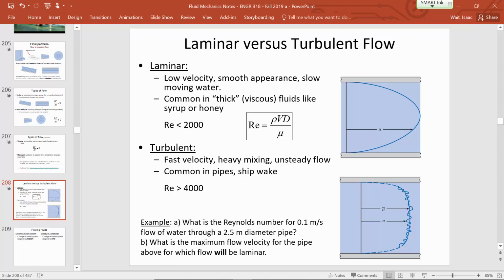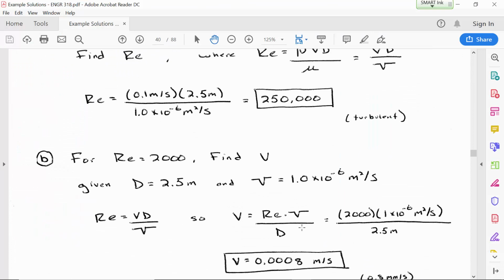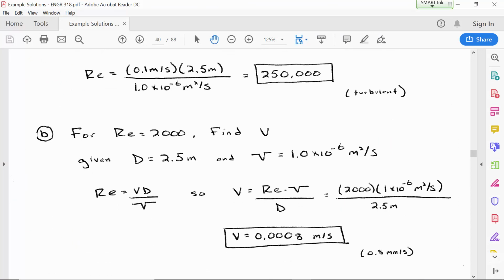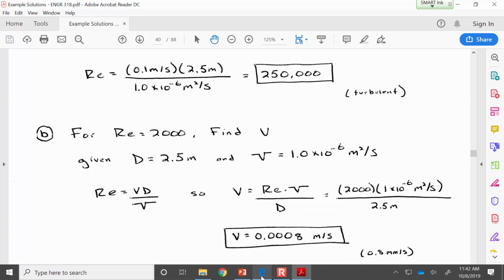All right, so what about this part B? What's the maximum flow velocity that we can have and still experience fully laminar flow, meaning through the entire thickness of the pipe? Well, the maximum velocity is 0.8 millimeters per second. If it's faster than that, that just means that in the center part of the pipe, where the fluid's moving the fastest, it won't be laminar. We'll talk more about the thickness of the laminar sublayer at a later date. Any questions about this example?